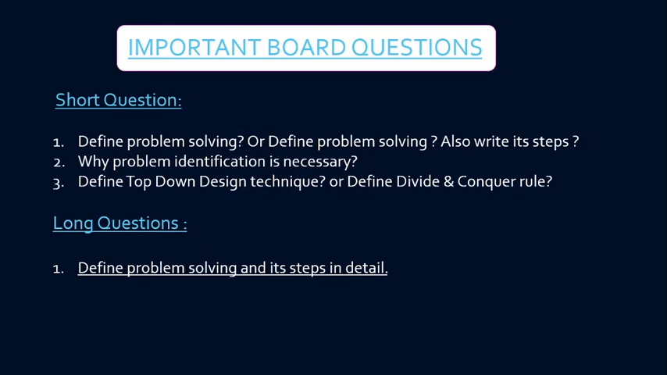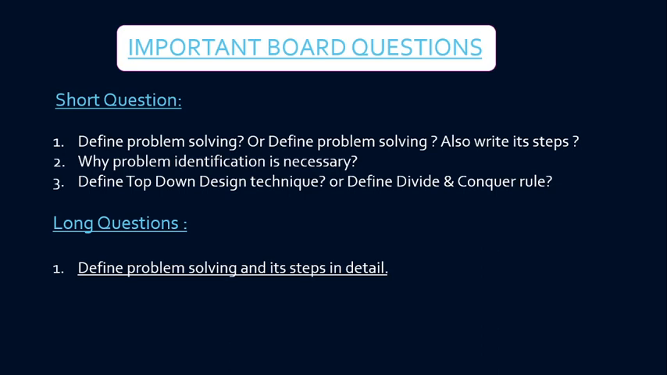There are some important board questions. Short questions. Question number 1, define problem solving. Also write its steps. First write the definition of problem solving, then write all 9 steps. Second question, why is problem identification necessary? Write the first step of the problem solving steps in this question.